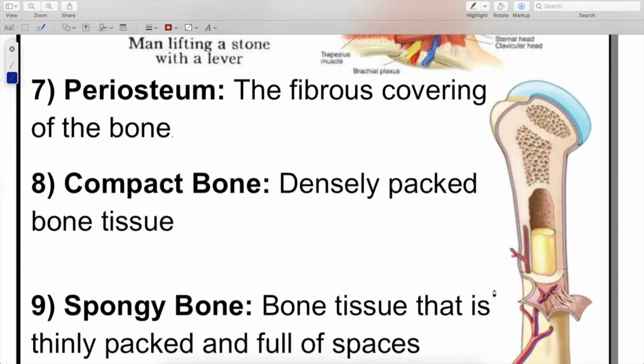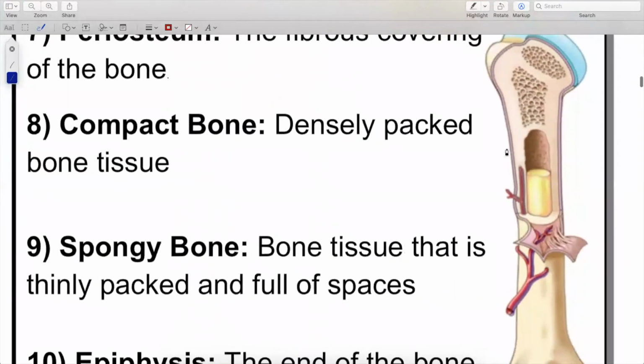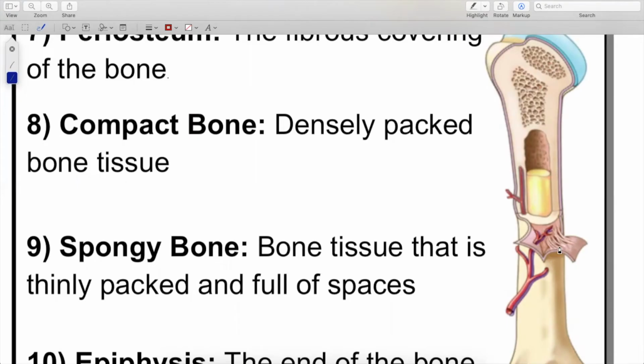Periosteum is a fibrous covering of the bone. If you take a look at this bone right here, it looks like skin is being peeled off. That's weird. Your bones don't have skin. No, this isn't skin. This is a fibrous covering, kind of like the fibers of your shirt. If you look at your shirt really closely, hold it up in a light, and you can see light coming through the fibers of your shirt. And that's what this is made out of, biological fibers, connective tissue fibers. And they are wrapping around your bone.